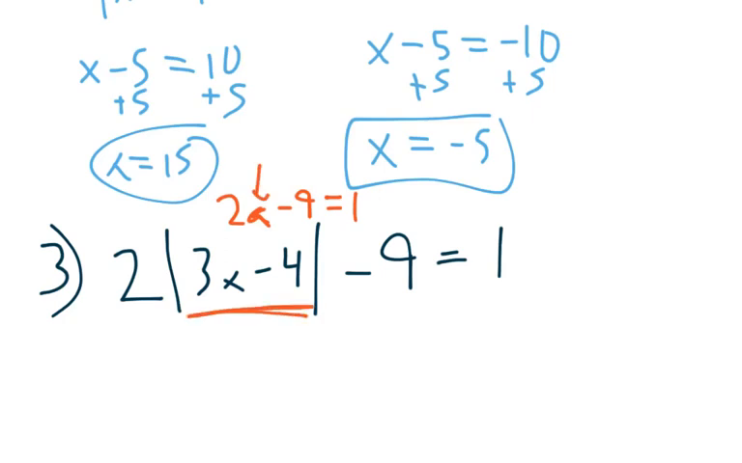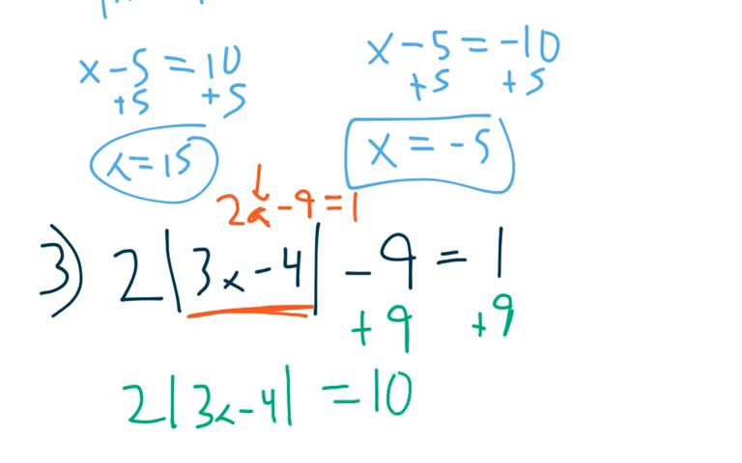We need to get the absolute value by itself. And if this was just like a variable we were solving for, the process remains the same. We would work outside in. So we add 9 to both sides. We end up getting 2 times the absolute value of 3x minus 4 is equal to 10.